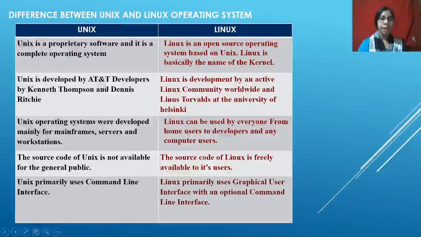Unix was developed by AT&T developers Kenneth Thompson and Dennis Ritchie, whereas Linux is developed by an active Linux community worldwide, and Linus Torvalds developed it at the University of Helsinki. Unix operating systems were developed mainly for mainframe servers and workstations. Okay, that's why it is not open source, and we need to purchase it because Unix is used in main critical applications.